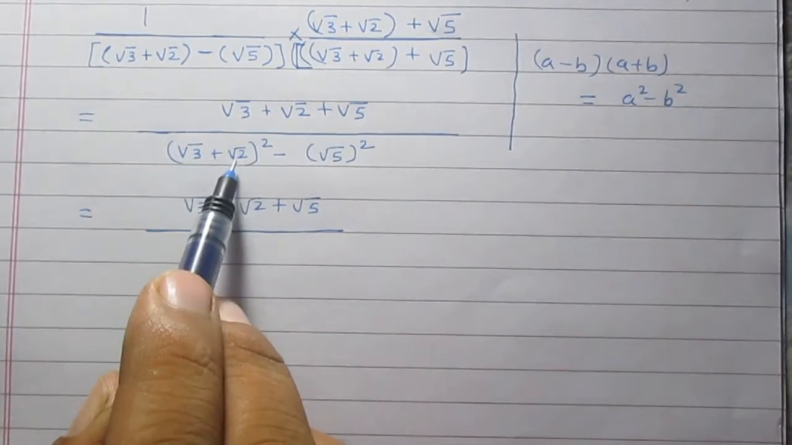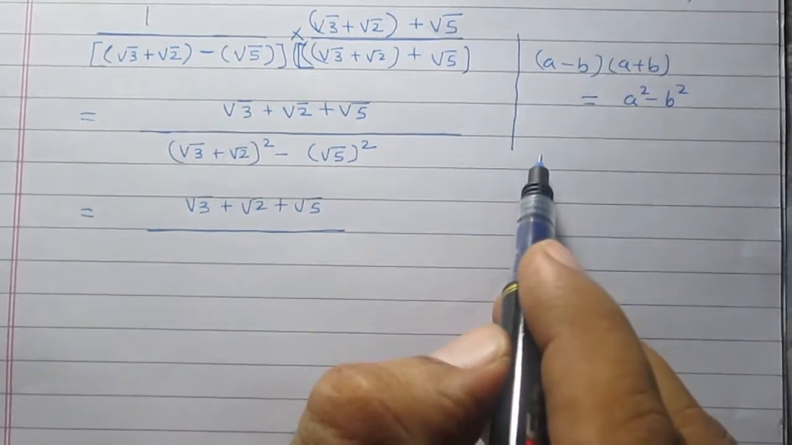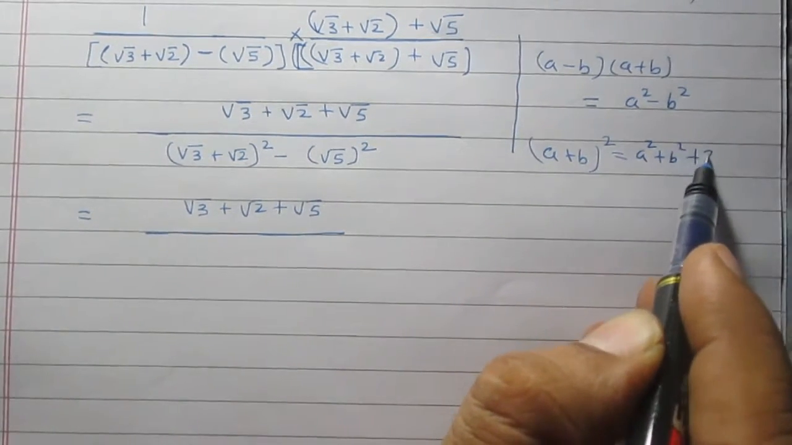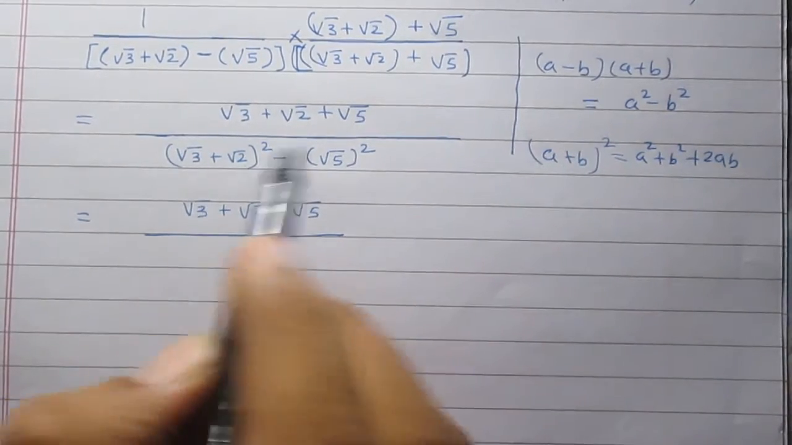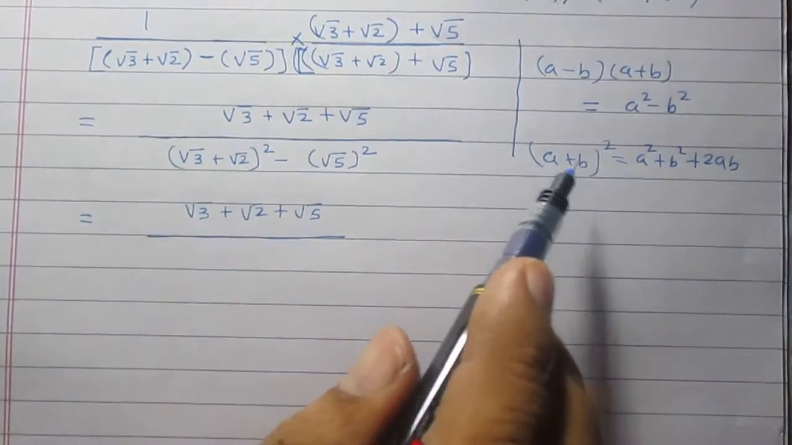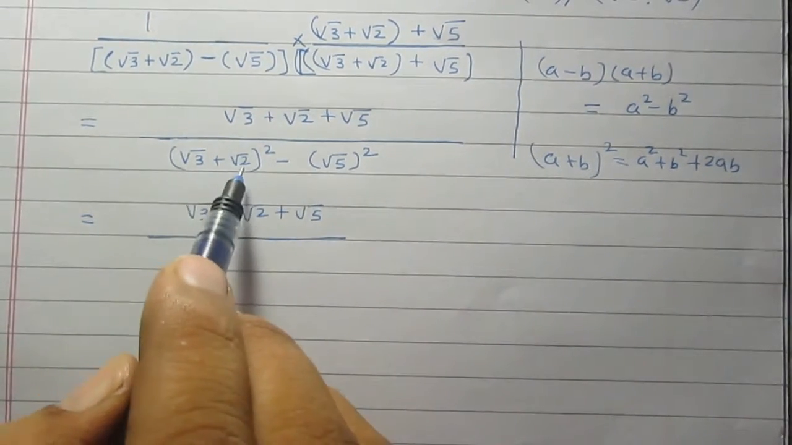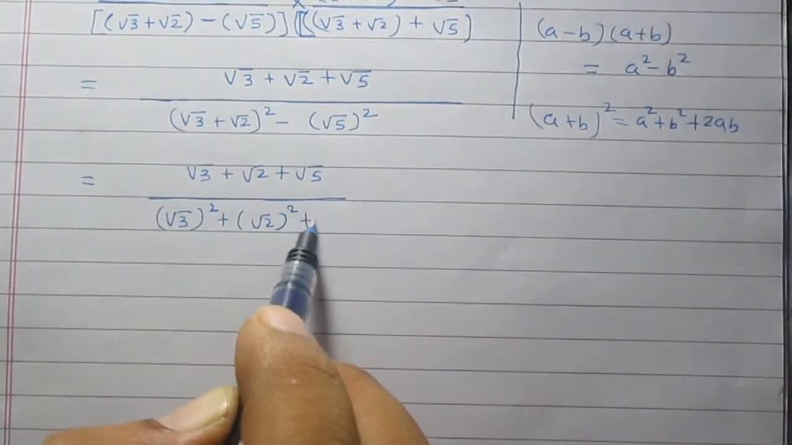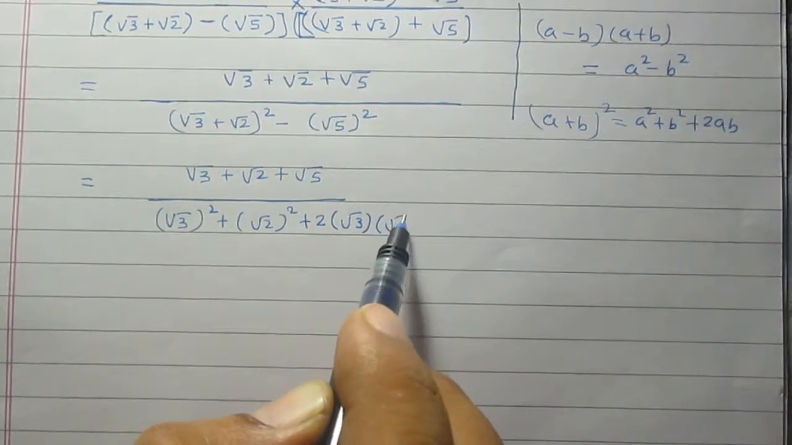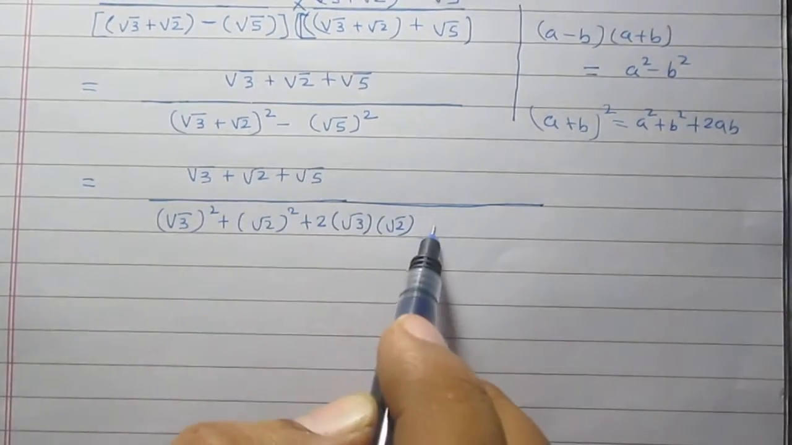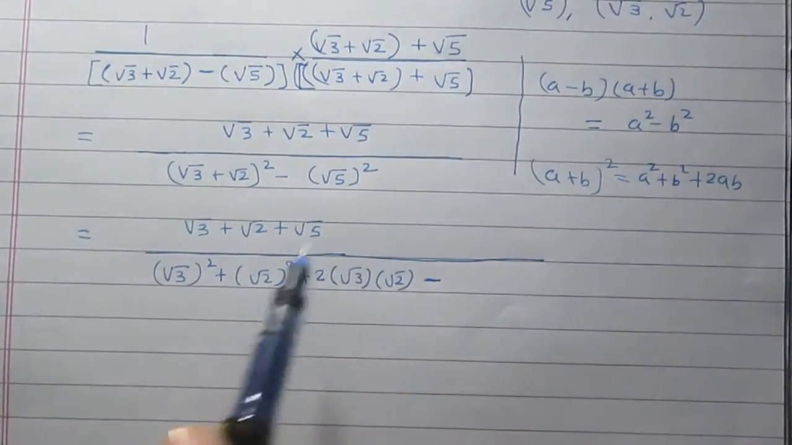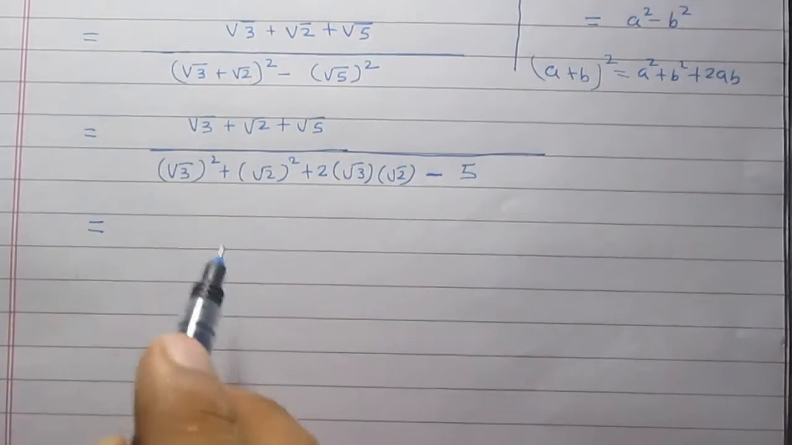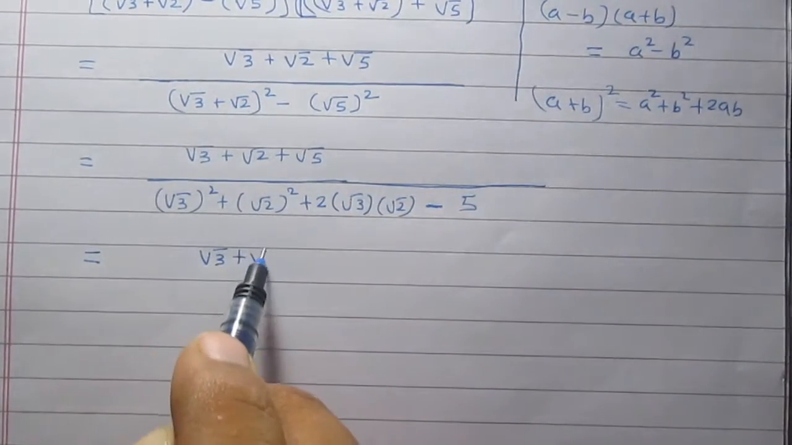Square of square root of 3 plus square root of 2. We can apply an identity: (a plus b) whole square is equal to a square plus b square plus twice of ab. Using this identity, here a stands for square root of 3 and b stands for square root of 2. We can simplify this term as a square plus b square plus twice of ab, then a negative sign, then square of square root of 5. So it is 5 itself. Now once again the numerator is as it is.